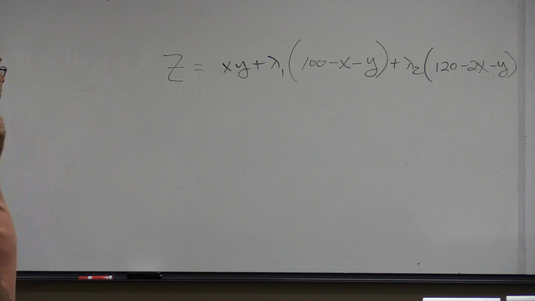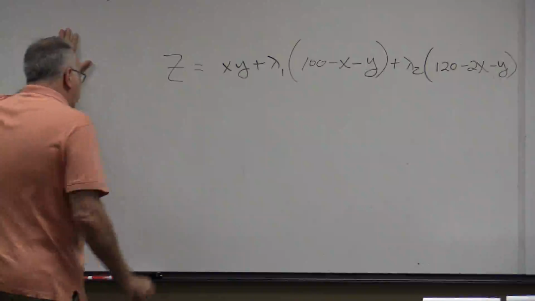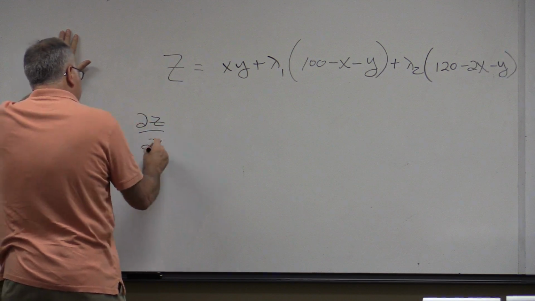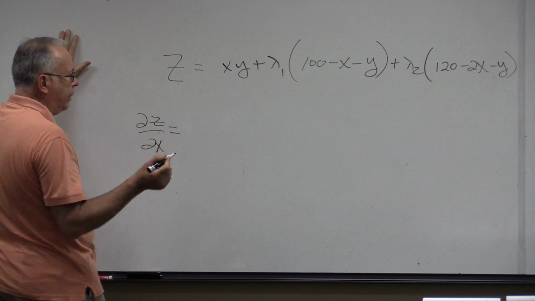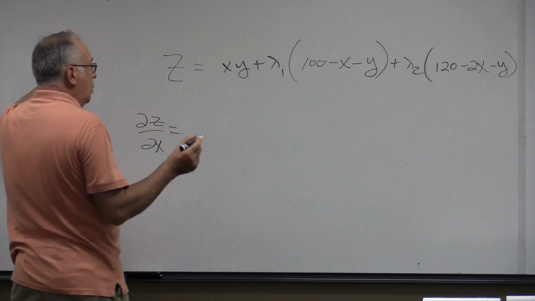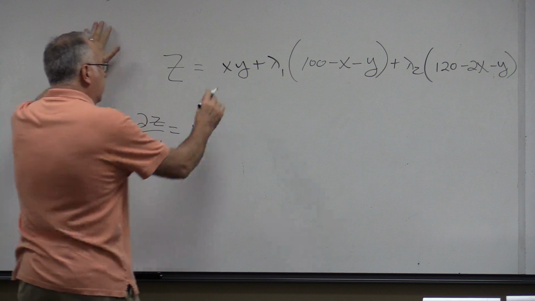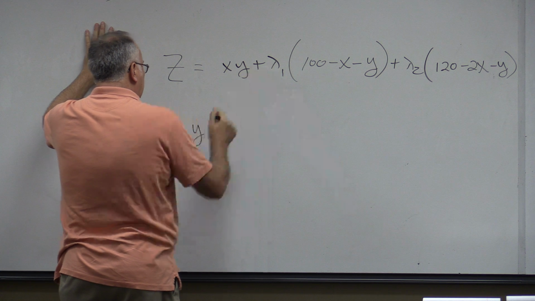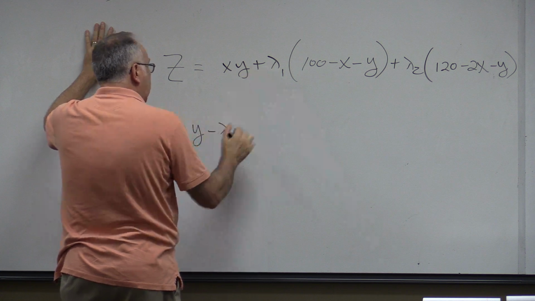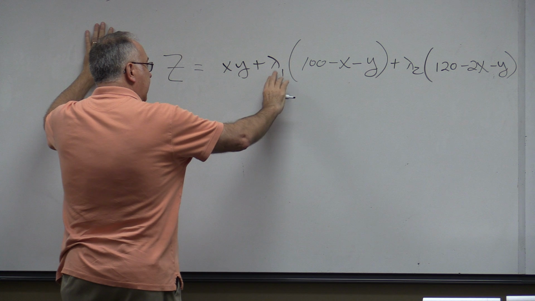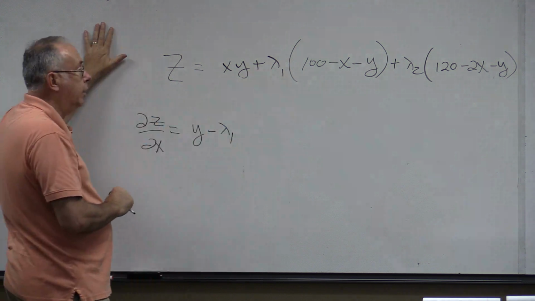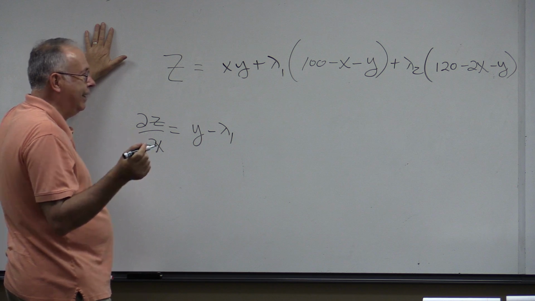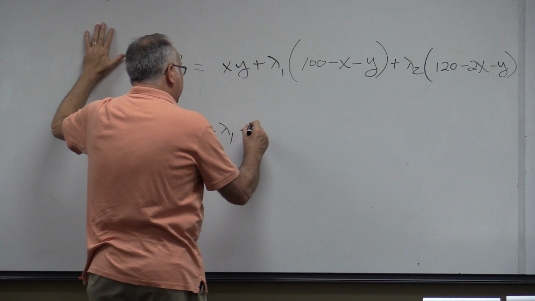All right. So what are our Kuhn-Tucker conditions? Look at partial z, partial x. What would partial z, partial x be here? y minus lambda 1, yes, minus lambda 1. When you differentiate, it would just be lambda 1, wouldn't it? Yeah. Okay, I know it's getting late. It's Friday. Okay, what's the rest of it? Minus 2 lambda 2.